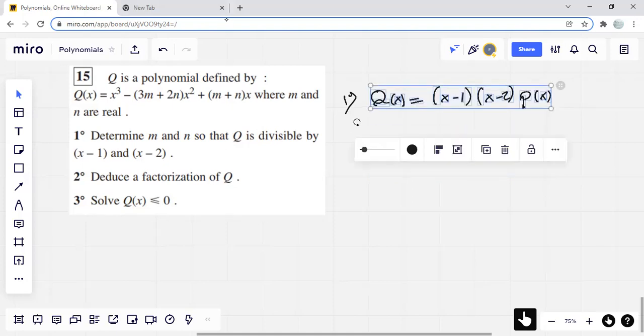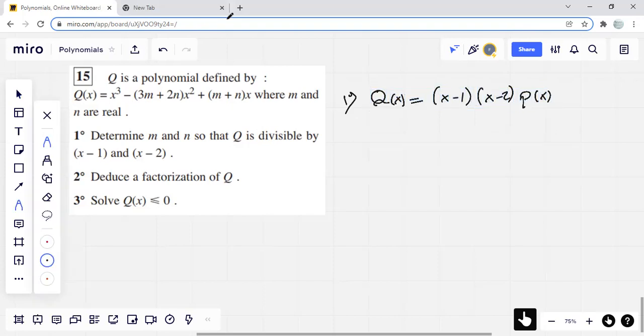Okay, so what do we know about q of 1? Since it's divisible by x minus 1, we know that q of 1 is equal to 0 because 1 minus 1 is equal to 0. So 0 times anything is 0. Okay, we also know that q of 2, because also 2 minus 2 is 0. So also q of 2 is 0.